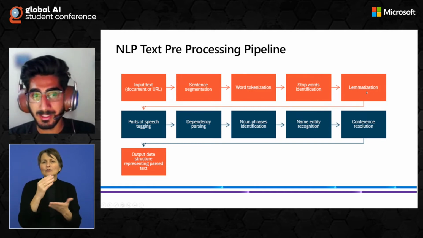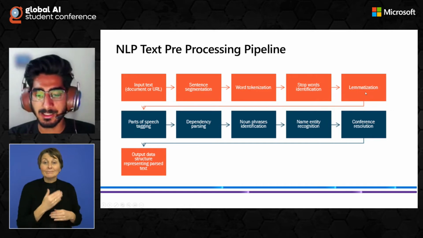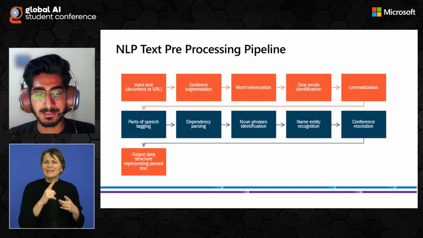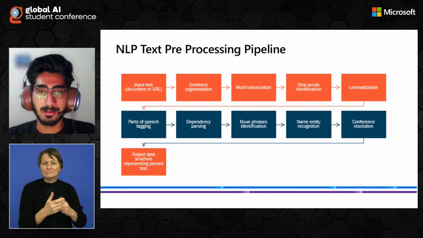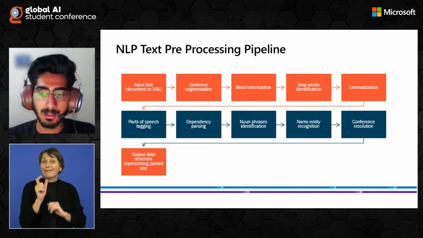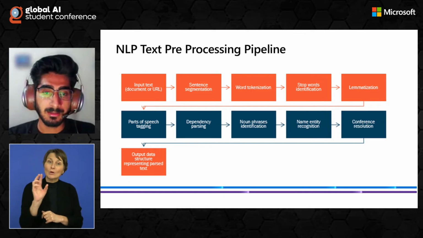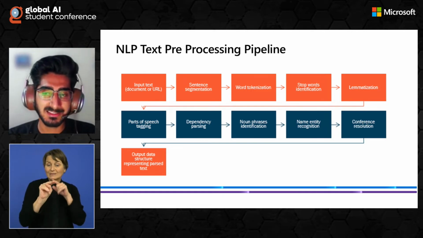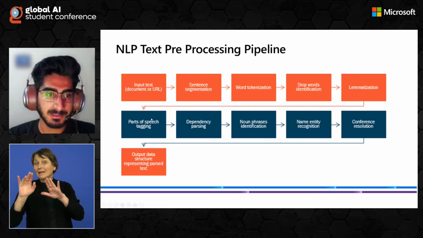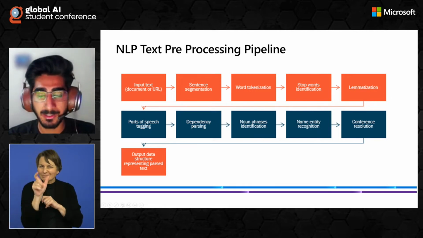Then we need to lemmatize it. Lemmatization is like the base form of a verb. Let's say I'm saying winning, and ing, that's a suffix, and we do not need that, so we need to convert that into win, because that's the base form. That's called lemmatization. And then we have POS tagging, dependency parsing.